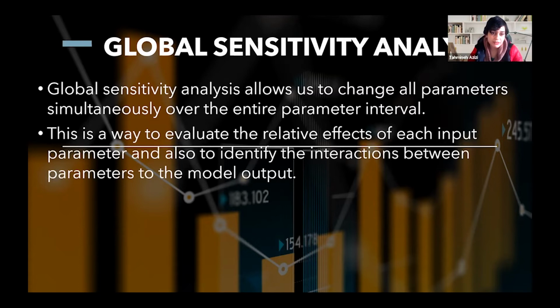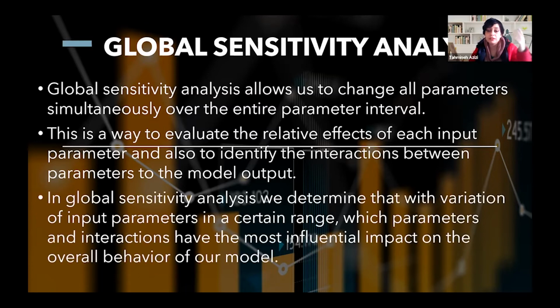So in this type of analysis, we are going to evaluate the relative effects of each input parameter, and we are going to identify the interaction between the parameters. That's why we run this analysis. In this analysis, we determine, with variation of input parameters in a certain range, which parameters have the most influential impact on the output, on the behavior of the model. So this is the goal.